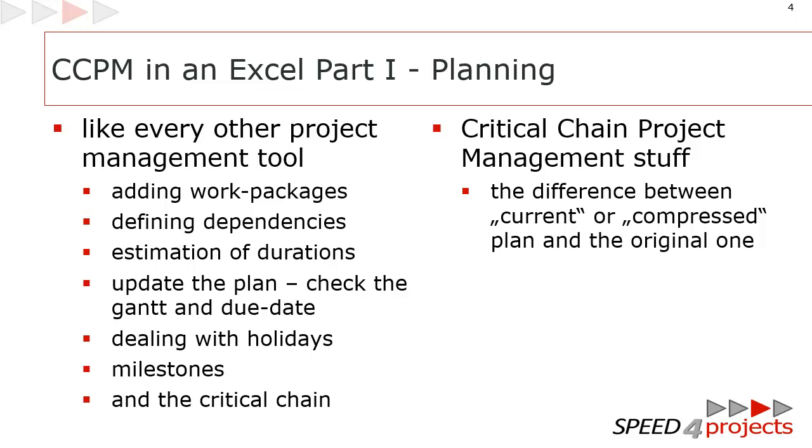The part one, it's a planning, of course, and you will recognize most of the features. It's like a standard project management tool. It's adding work packages, tasks, defining dependencies, estimations, updating the plan and checking whether everything fits. Okay, and in real world you have holidays, milestones, and this interesting stuff, the critical chain. That's the first part, and I will show you a little about the buffer and what's this all about. And then the second part will be execution management. So I think it's time to show the Excel itself.